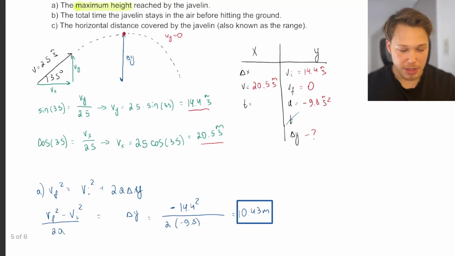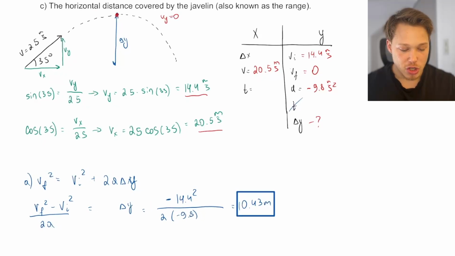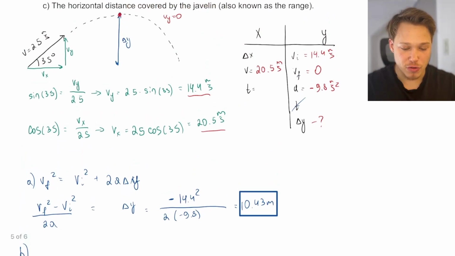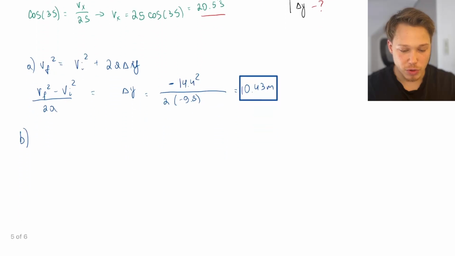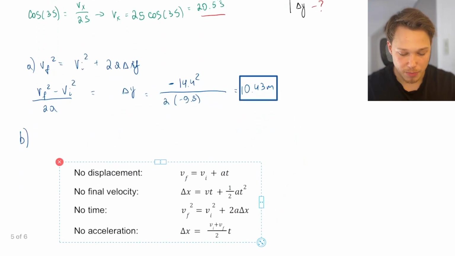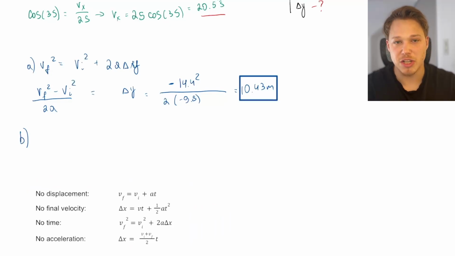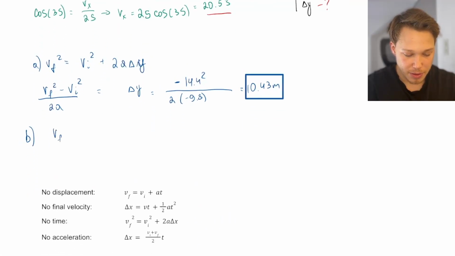Okay, part B, the total time the javelin stays in the air before hitting the ground. So now we do care about the time. So let's calculate the time first of all. Before calculating the total time, let's just calculate the time that it takes to go to this maximum height. We can really use any equation now because we know 4 variables, right? But let's use, for example, the simplest one, the first one. Final velocity is equal to initial plus at.